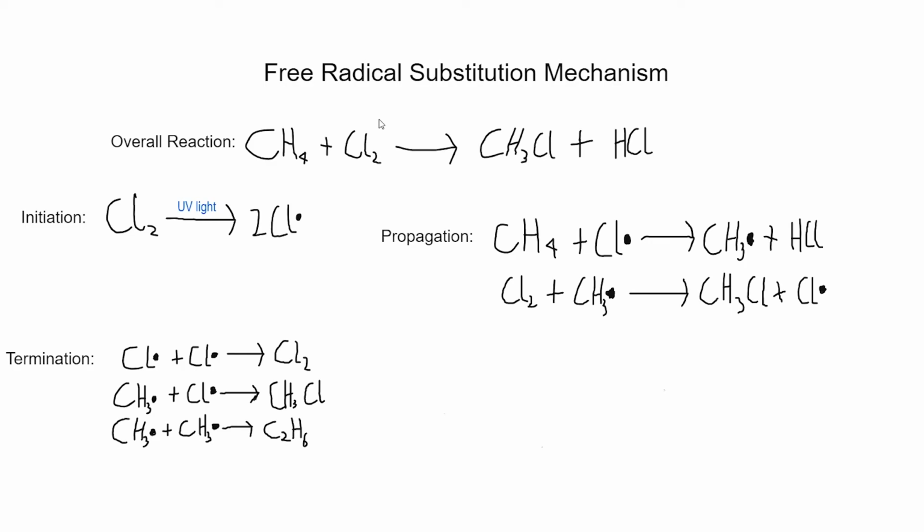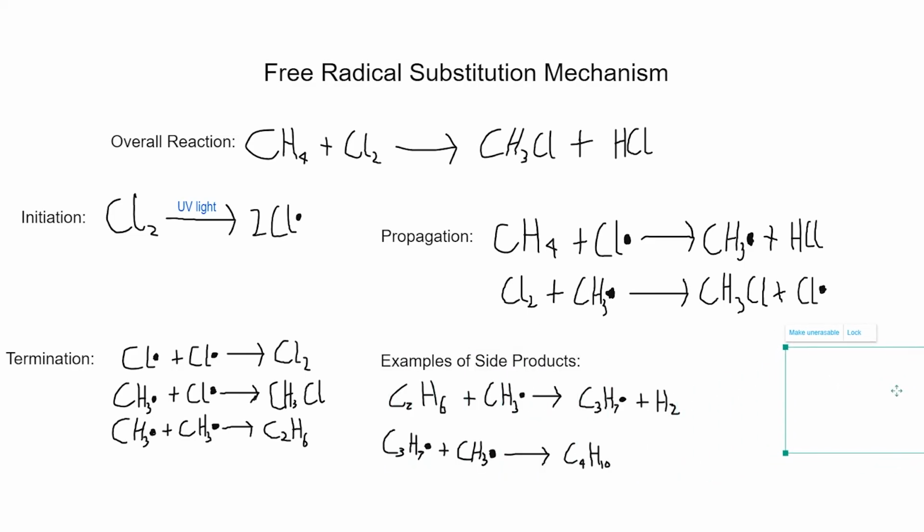The main factor that makes these reactions slightly less useful in the real world is that they can form side products. For example, the aforementioned ethane. But here's the interesting thing. That ethane can react even further if another radical comes into contact with it, because then it will become a C3H7 radical. And then that C3H7 radical could react with another CH3 radical and become C4H10.